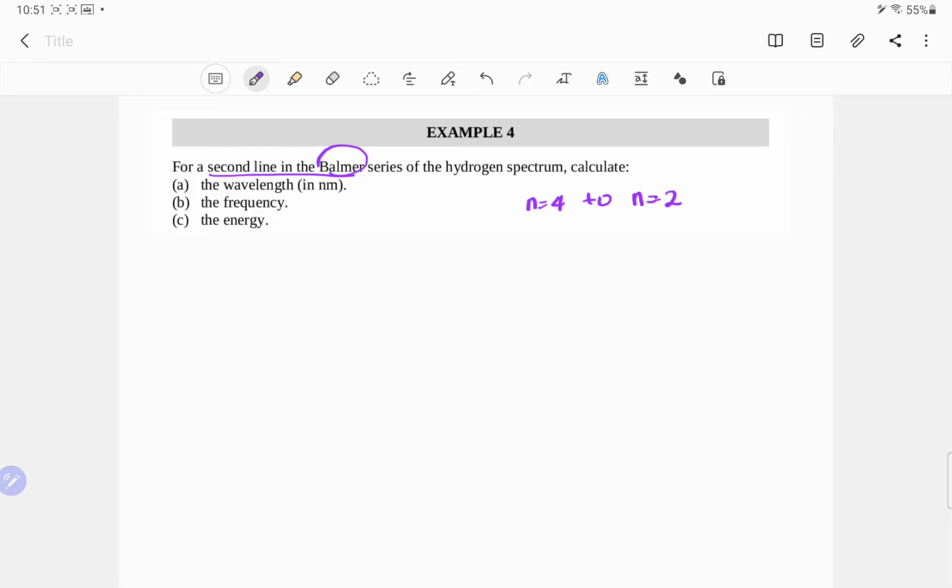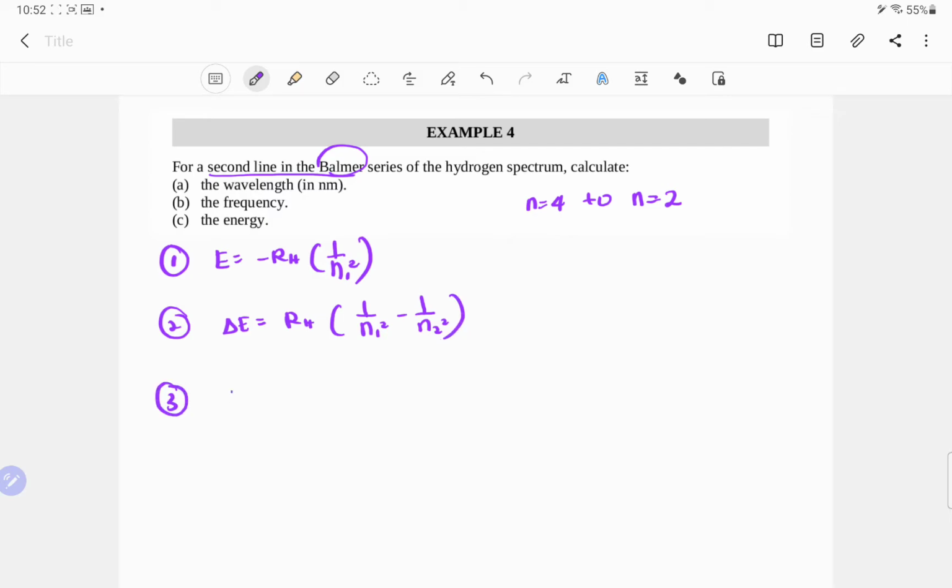Before we start this question, I want you to memorize all the 6 formulas that you have to memorize. The first formula is E equals negative RH times 1 over n1 squared. The second formula is delta E equals RH times 1 over n1 squared minus 1 over n2 squared. The third formula is E equals hv.